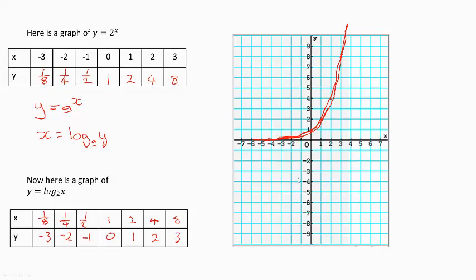Let's try and draw that on our graph. When x is 1/8, y is minus 3. That's down here somewhere. When x is a quarter, y is minus 2. When x is a half, y is minus 1. When x is 1, y equals 0. When x is 2, y equals 1. When x is 4, y equals 2. And when x is 8, y equals 3, which is sort of out there somewhere.